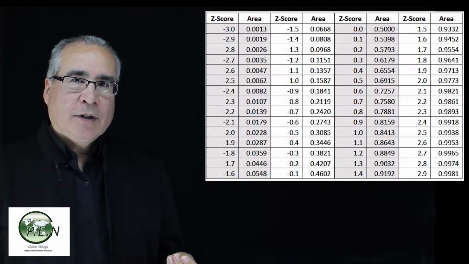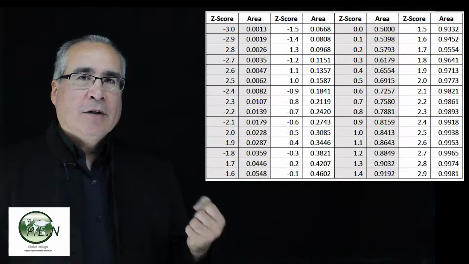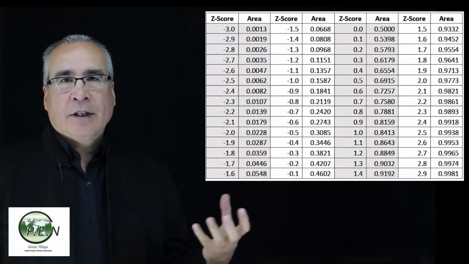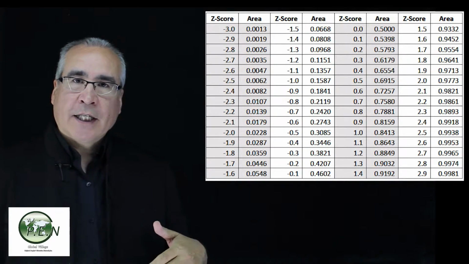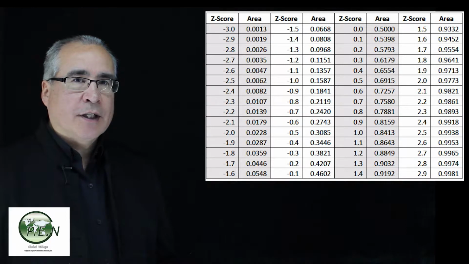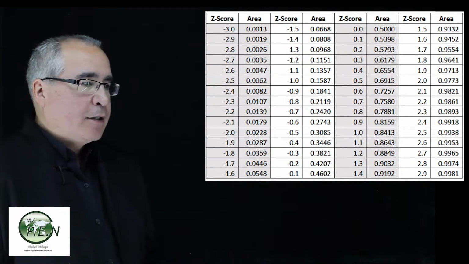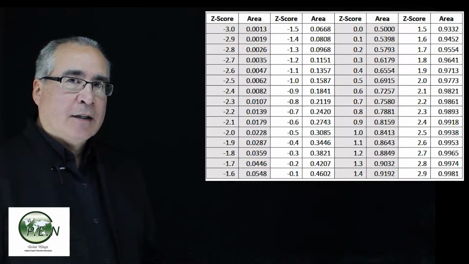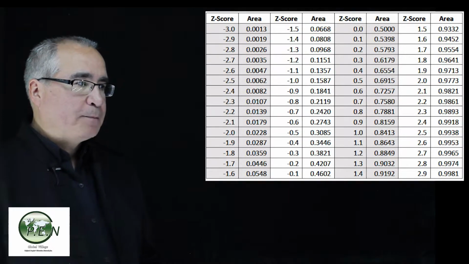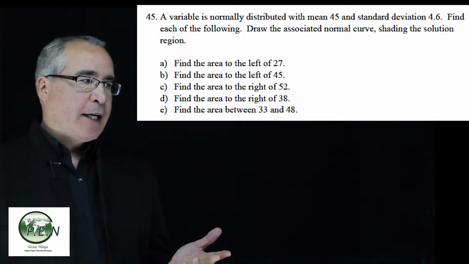You can use the z-score formulas, get this and look it up in this table. That's one way to do it. You gain more accuracy by using a built-in calculator, either in your TI-84, which has these instructions in it, or using an online calculator such as I've got linked in the course. So let's take a look at question 45.